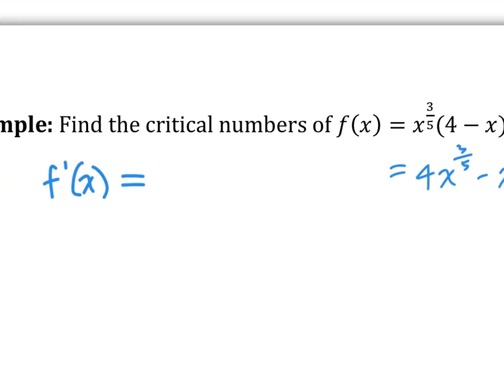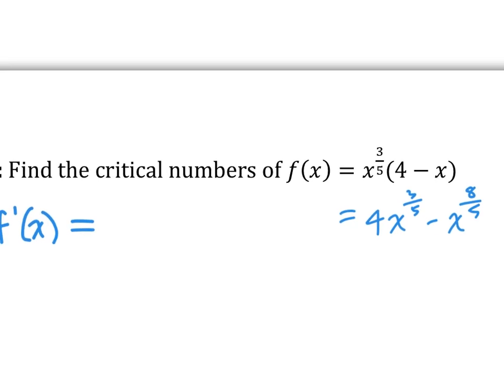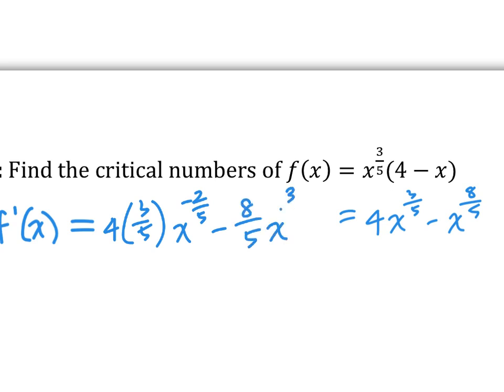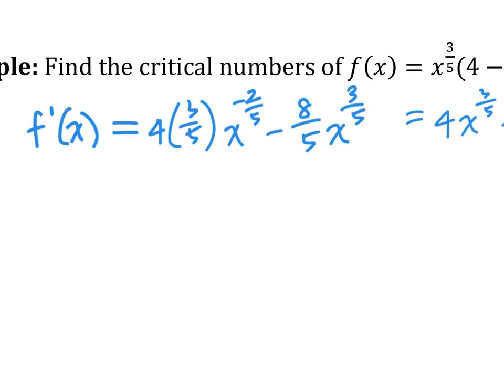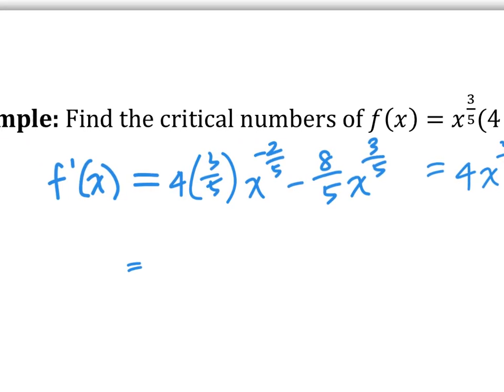All right, so derivative of that, you get 4 times 3/5 times x to the 3/5 minus 1, so that's minus 2/5, minus 8/5 x to the 3/5. All right, we need to simplify this a lot. Okay, so let's see if you can simplify this in your head as much as you can.